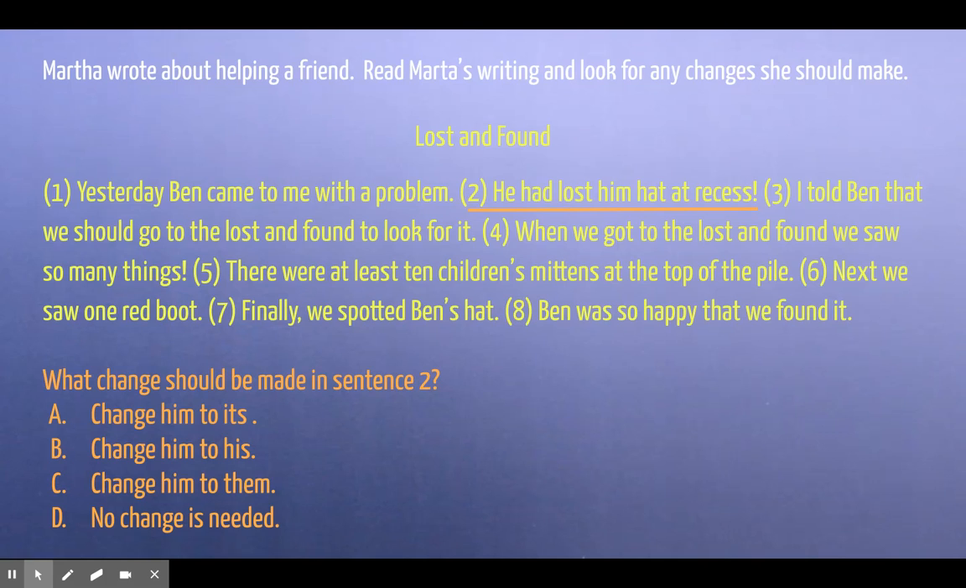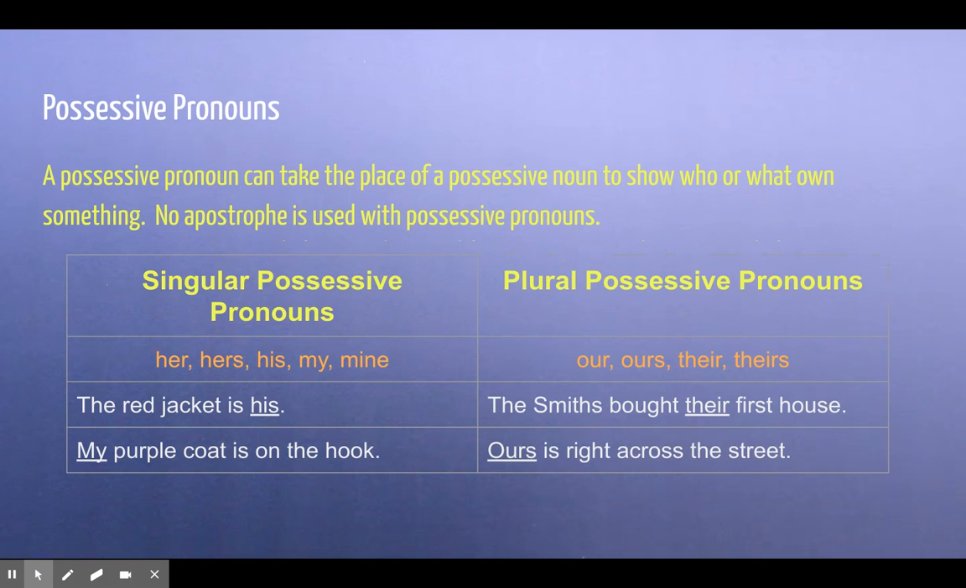We're looking at sentence number 2. He had lost him hat at recess. What change needs to be made to him? Should we say change him to it, change him to his, change him to them, or no change is needed at all? You should have said B, change him to his. The sentence should say, he had lost his hat at recess.